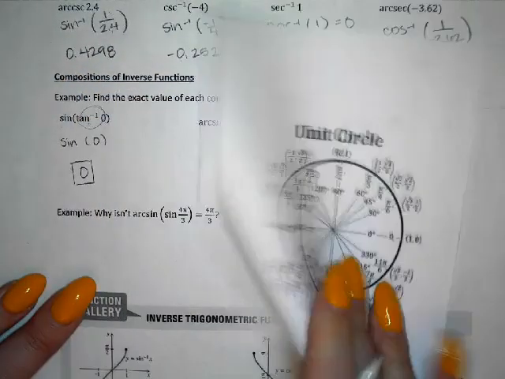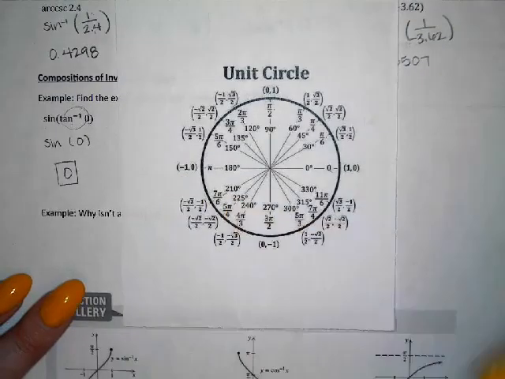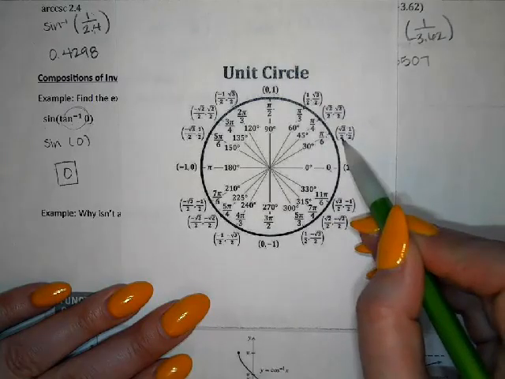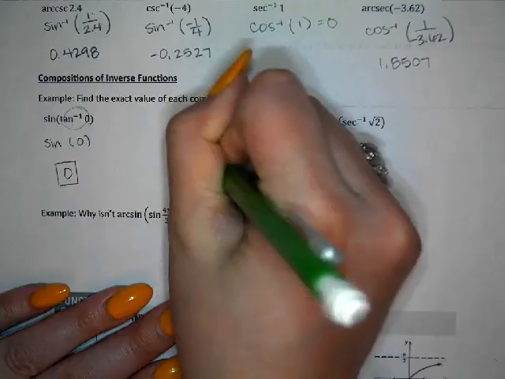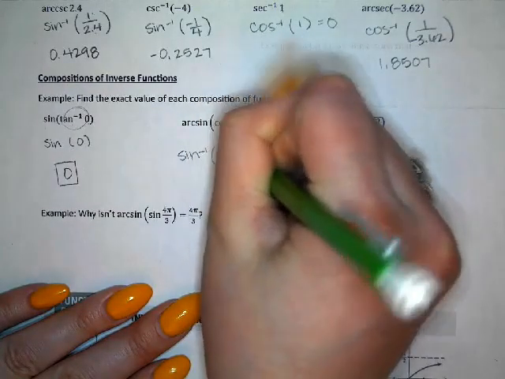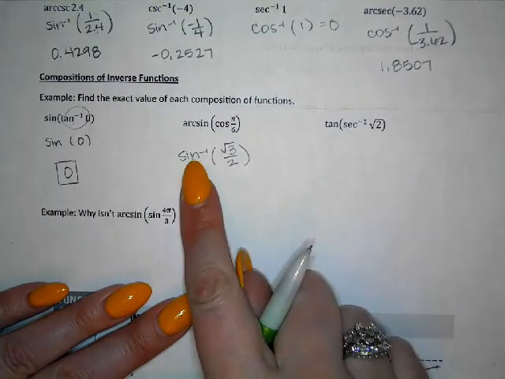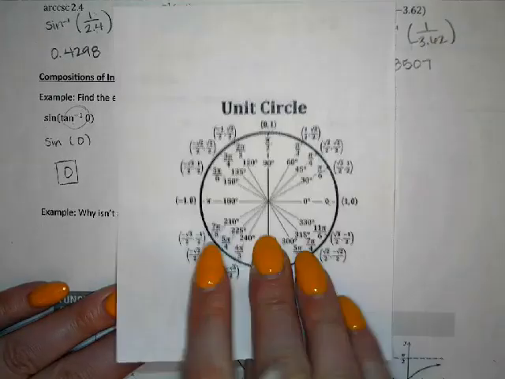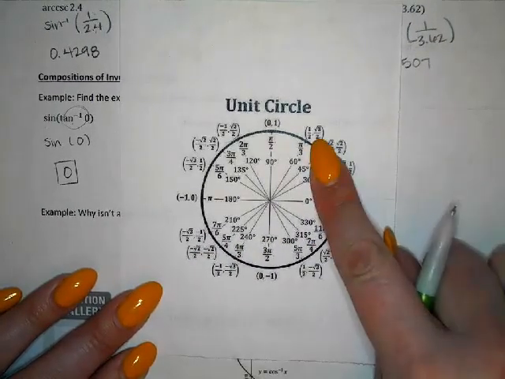Arc sine of cos of pi over 6. So the first thing I'm going to do is look for pi over 6 and find cos, which would be the x-coordinate, root 3 over 2. So that means that I'm finding sine inverse, or arc sine, of root 3 over 2. And then for sine, I know that I need to look in quadrants 1 and 4, and I'm looking for what angle in quadrants 1 and 4 has a y coordinate of root 3 over 2. So these two, a y coordinate of root 3 over 2 is pi over 3.